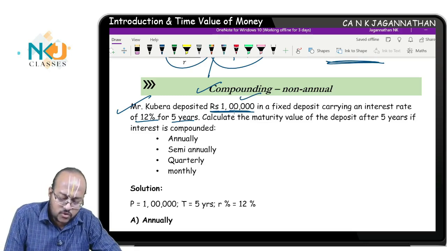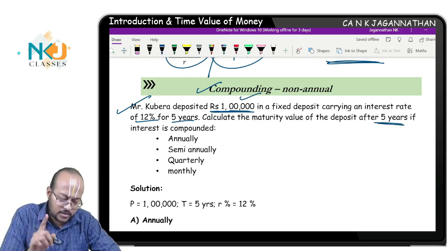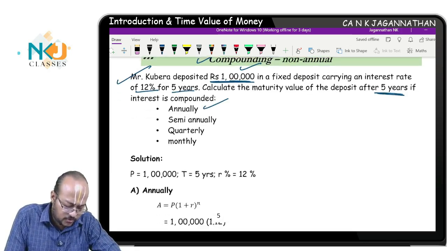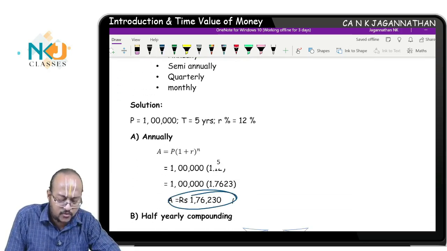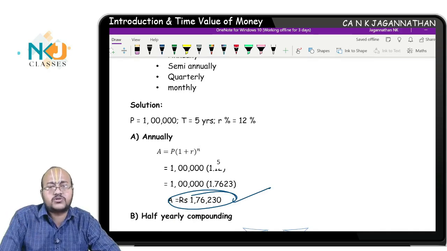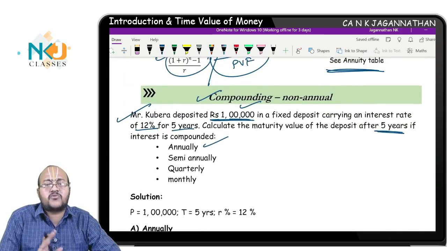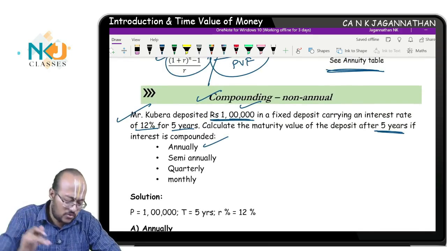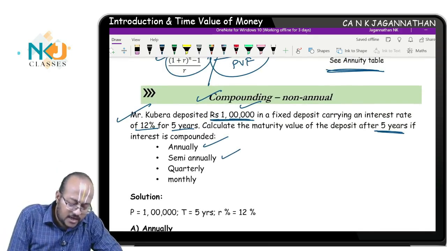Now we need to find the maturity value at the end of year 5, but the catch is, first annually. We already computed how to find it: future value is equal to present value into 1 plus r raised to the power n. This we already computed, no need to go there. Next, semi-annually we need to compute.